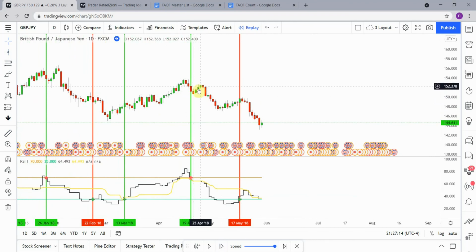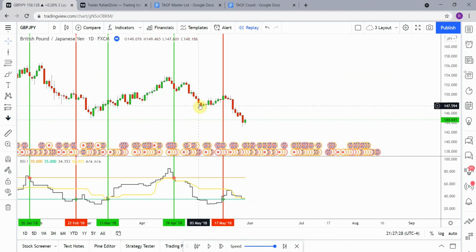You can see that we get a correction, a pullback in the market right here, almost stopping us out. Got relatively close, but then price action is able to overcome that and push its way back to the downside, once again getting us to take profit.